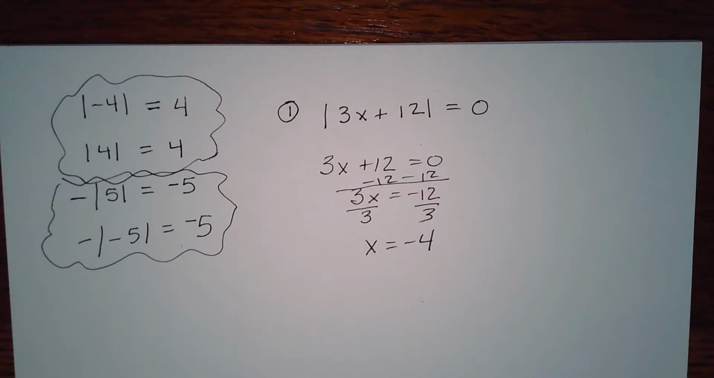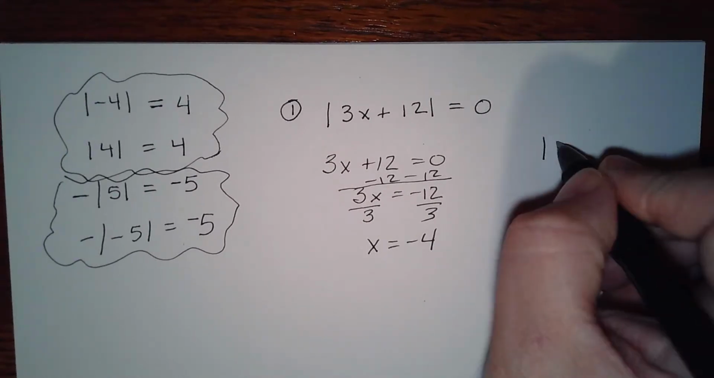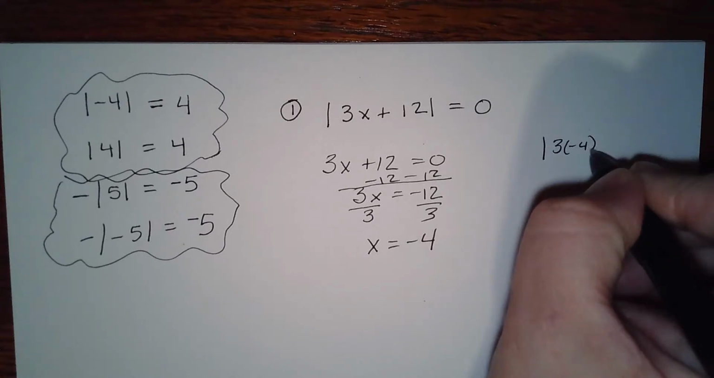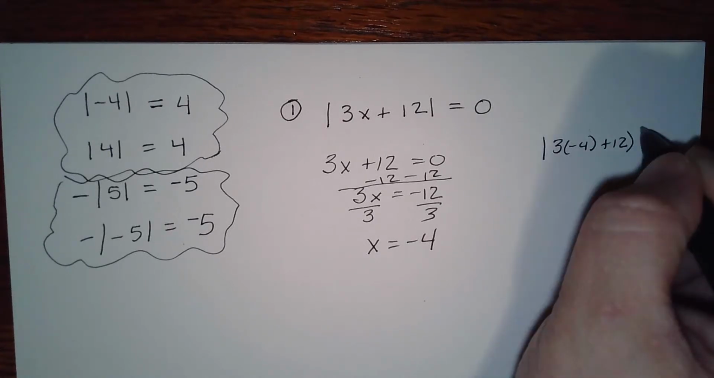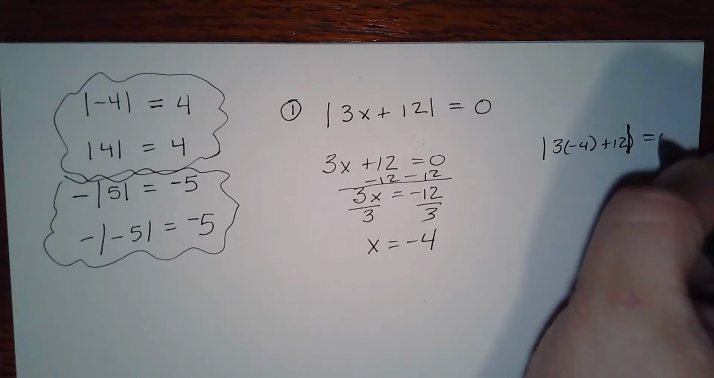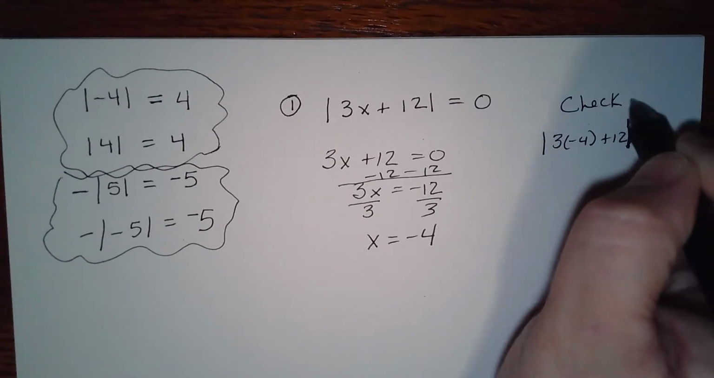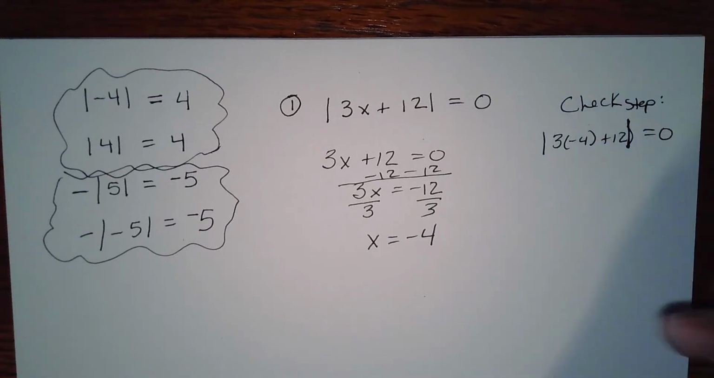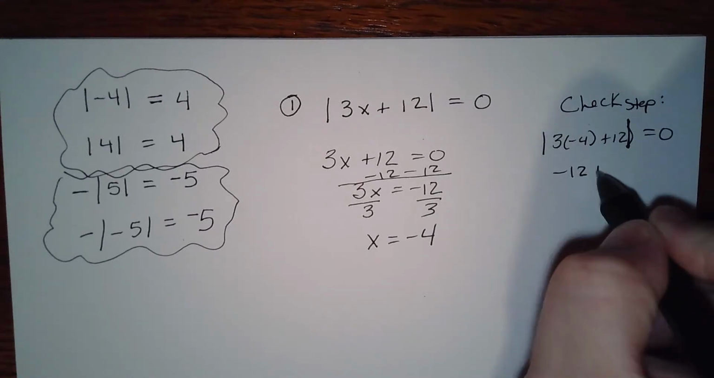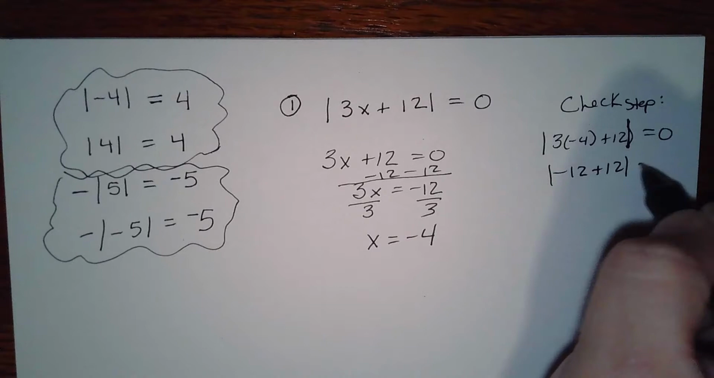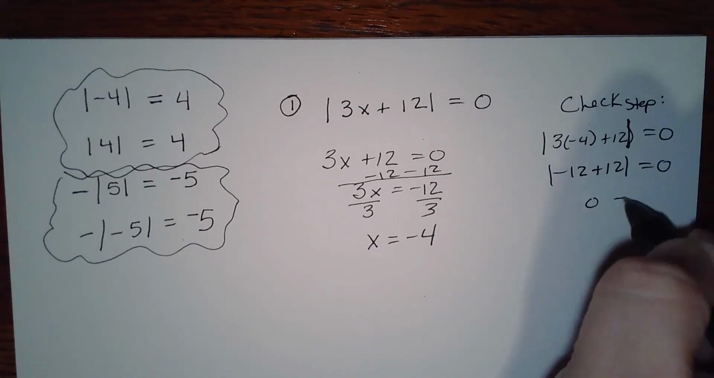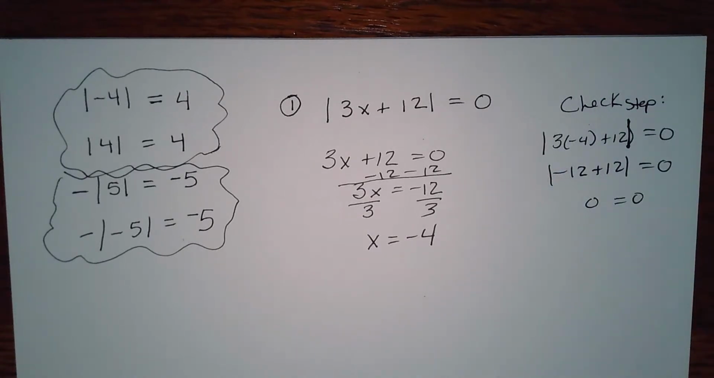All right. So the check step for this is plugging it back in. So the absolute value of 3 times -4 plus 12 should equal 0. And you're going to find that in our check step, it does work, because -12 plus 12, whether it's in absolute values or not, is still going to be 0 equals 0. So our check step worked.